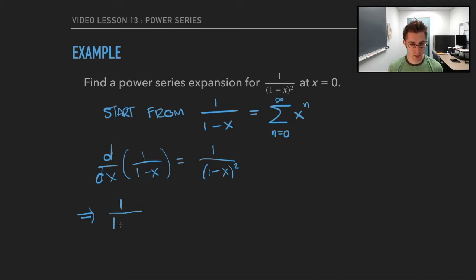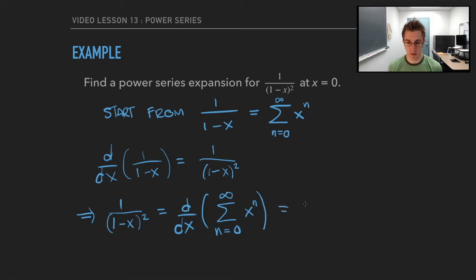So I get that 1 over (1 minus x) squared is the derivative of the power series that gives me 1 over 1 minus x, which is a sum of x to the n. And remember, what I do is I just differentiate this term by term. I get a sum starting at 1 because the first term here is a constant, which when I take the derivative will get me 0. I have n times x to the n minus 1.